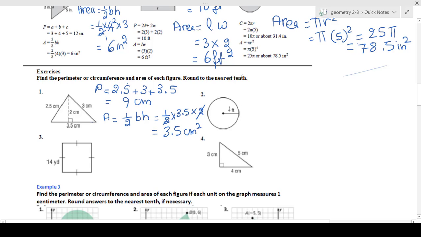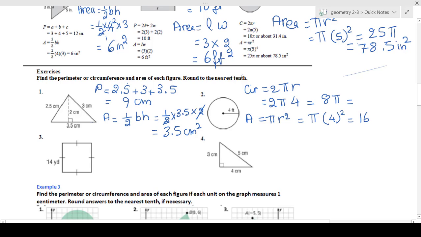Now look here, this is a circle, so we're talking about the circumference. The circumference equals 2 pi r, and my r equals 4. So this is equal to 8 pi. Okay, you can do it by your calculator. And the area is equal to pi r squared, which here is equal to pi multiplied by 4 squared, or 16 pi, and solve it by your calculator and round it to the nearest tenth. To the nearest tenth means one place after the decimal point.